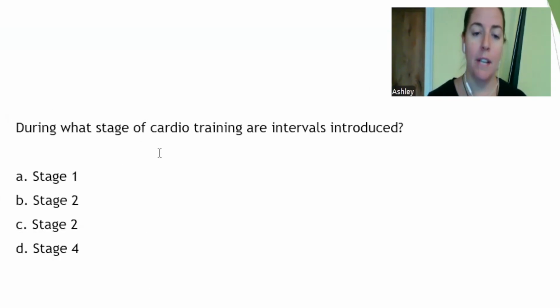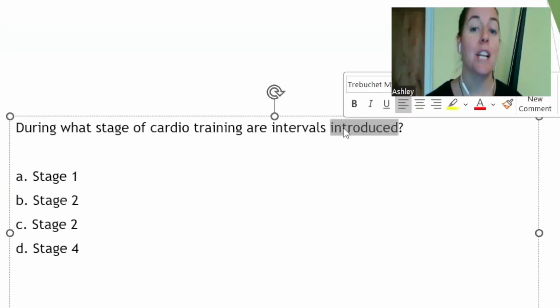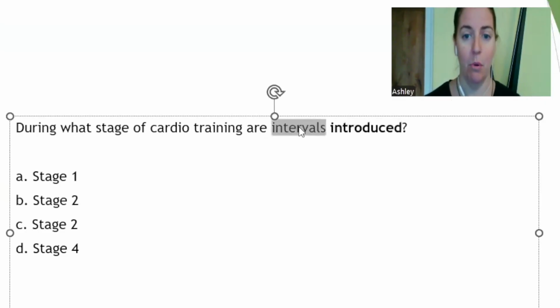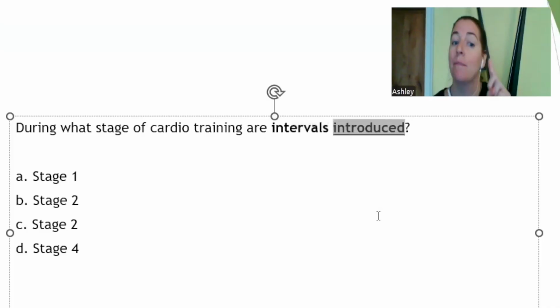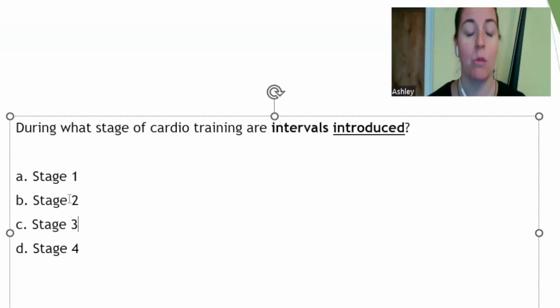Okay, during what stage of cardio training are intervals introduced? Okay, so this is an important thing because this should say stage 3. Once we hit stage 3 and stage 4, we're still doing intervals, right? They're going to be higher intensity stuff, but that's not where we introduce them. Stage 1 was that just all that like low intensity stuff. Stage 2 is when we started to bump it up to zone 2, right? So that's where we introduce the changing between 1 and 2.